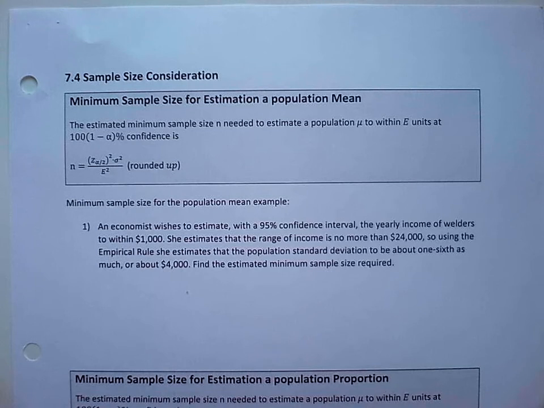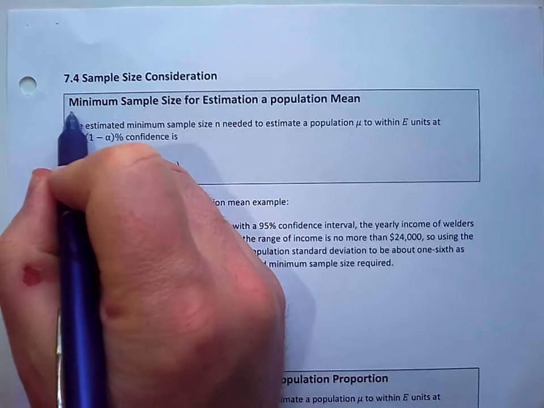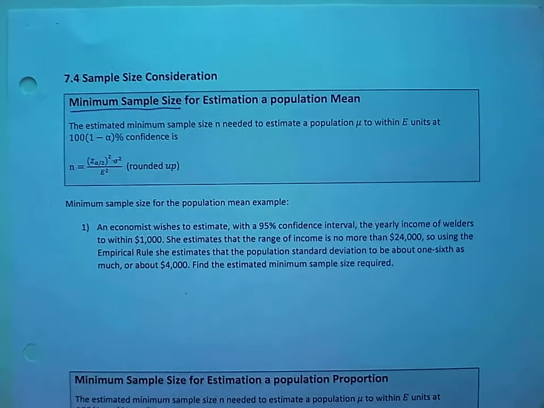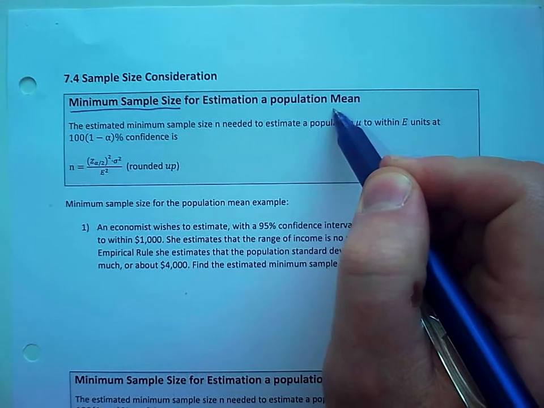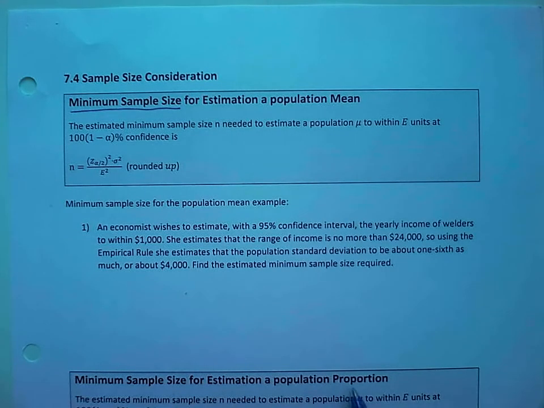So what we're doing now instead is this. Instead of being given a sample size and then determining our confidence interval, we're saying, if we want our confidence interval to look like this, how big does our sample size need to be? We're going to figure out the minimum sample size that we need in order to come up with a certain confidence interval. We're going to first look at the mean, and then down here you can see that we're also going to do the same thing for the population proportion. So let's start off with the mean.